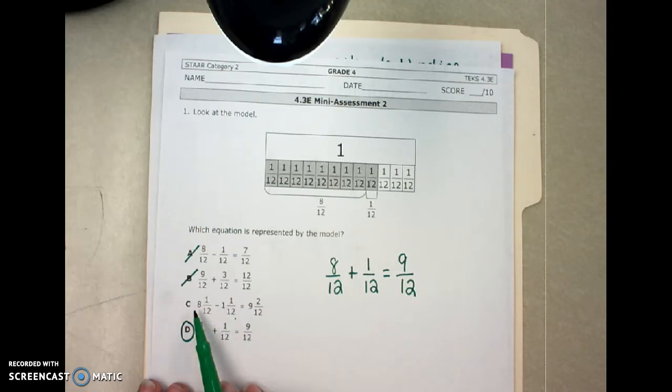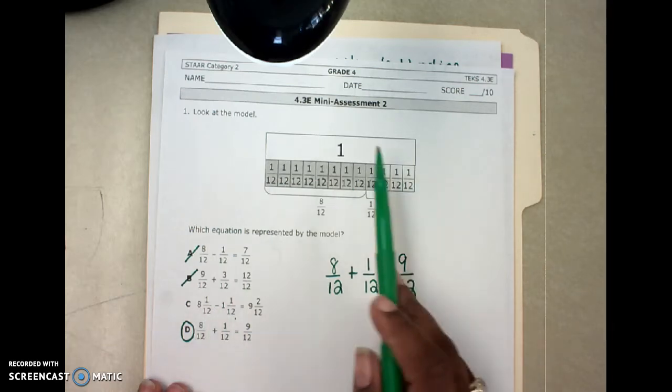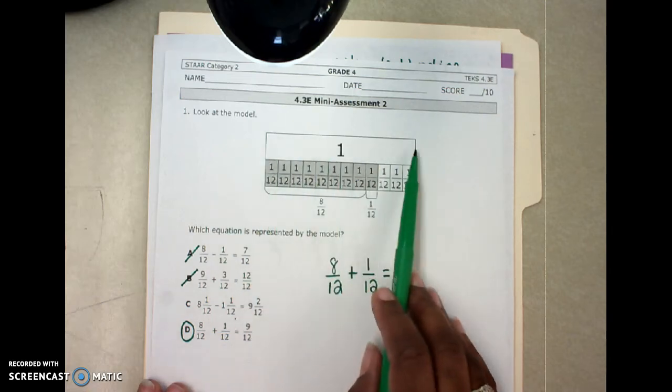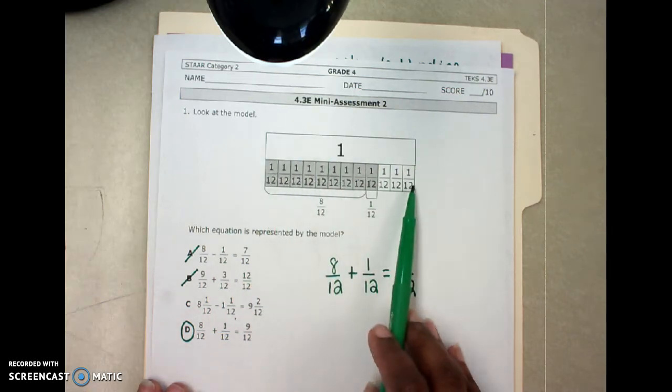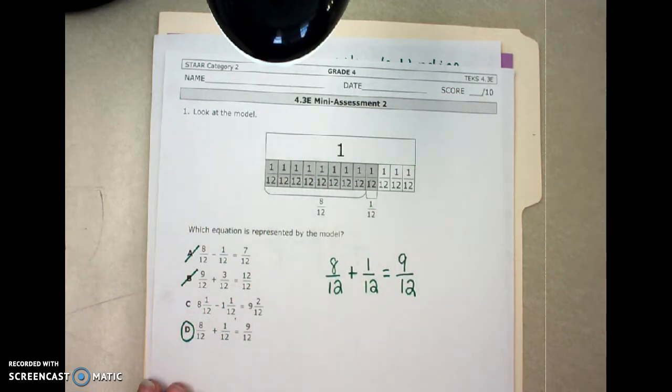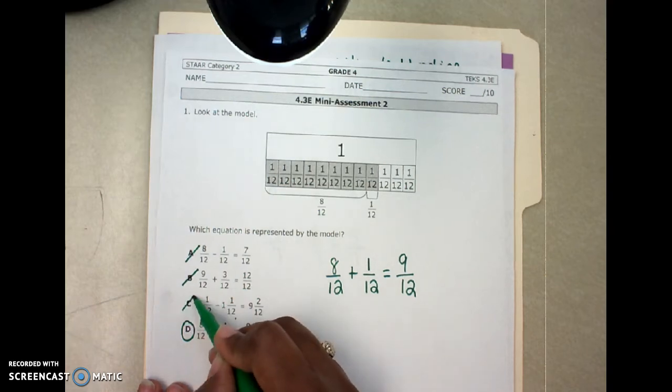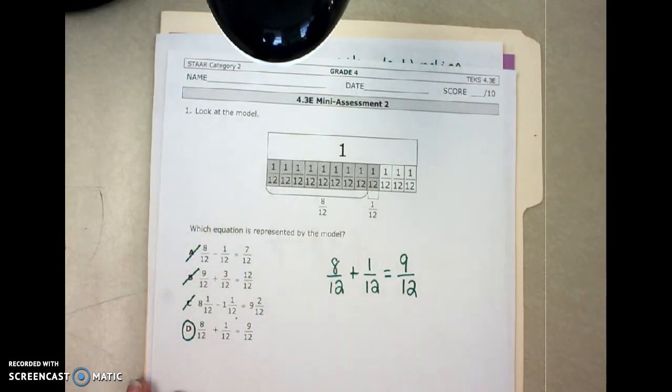Well, 8 and 1/12 means I have 8 wholes. I don't see 8 wholes. I see 1 whole broken up into 12s. So answer choice C could not be it. Let's try another one.